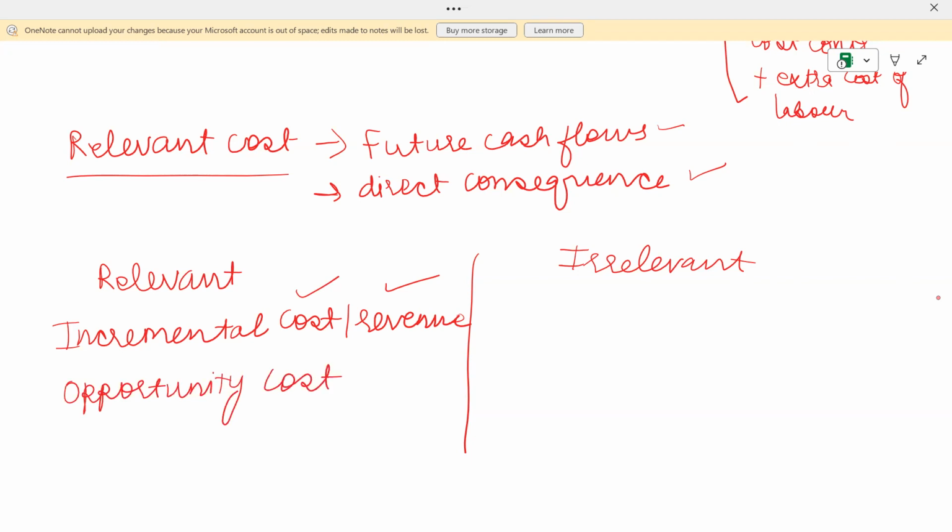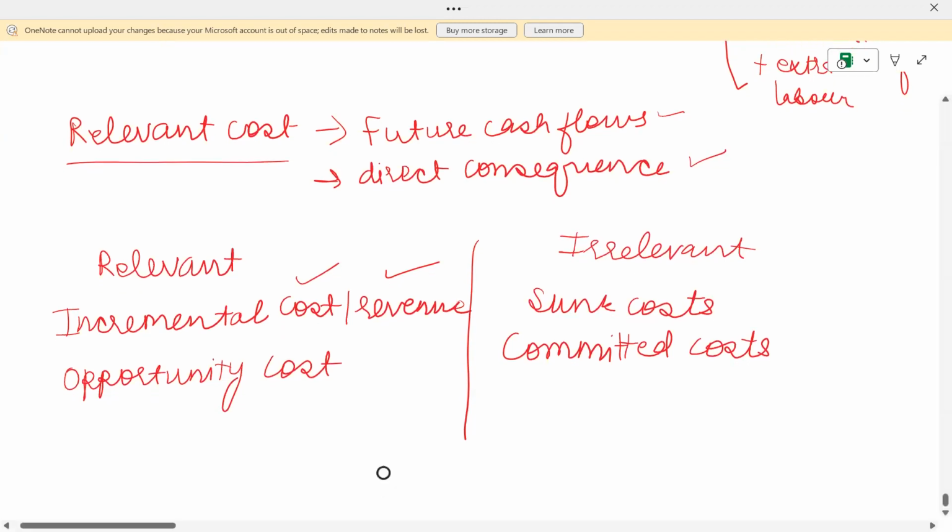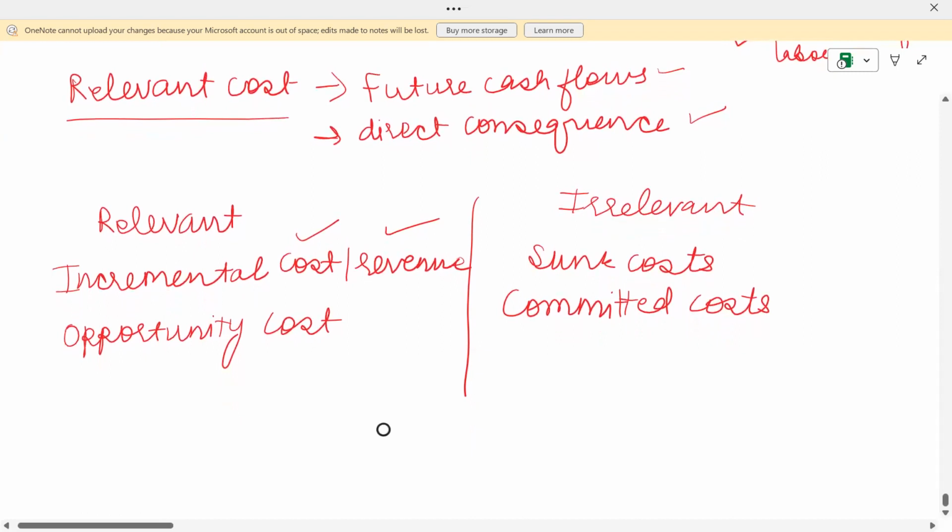When it comes to irrelevant costs, sunk costs will always be irrelevant. Even the committed cost, which basically means you have already told that person that no matter what happens, I am going to pay you this much money. So this becomes a committed cost, and because this cannot be avoided, this is sure going to happen in the future. That is why this is something irrelevant, because even if you undertake the project or don't, this is something that you have committed to, you are still going to pay that.